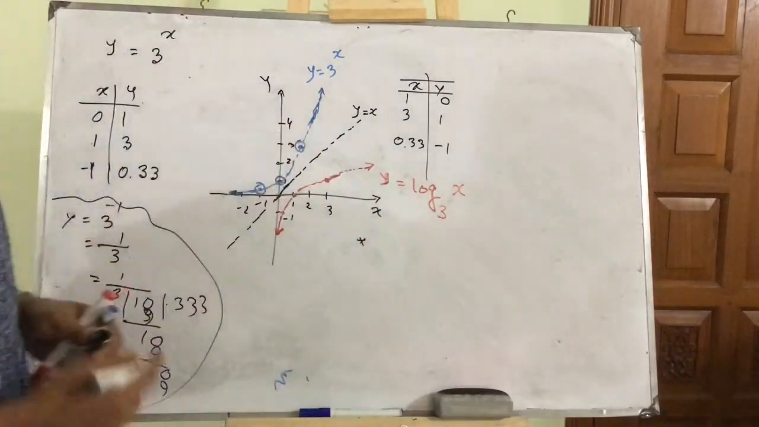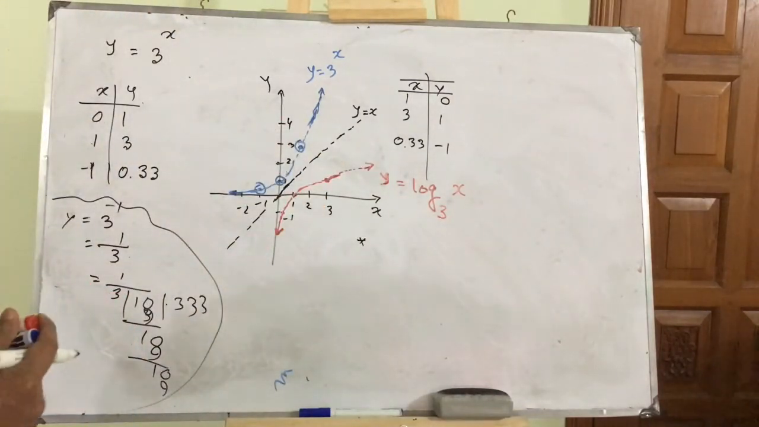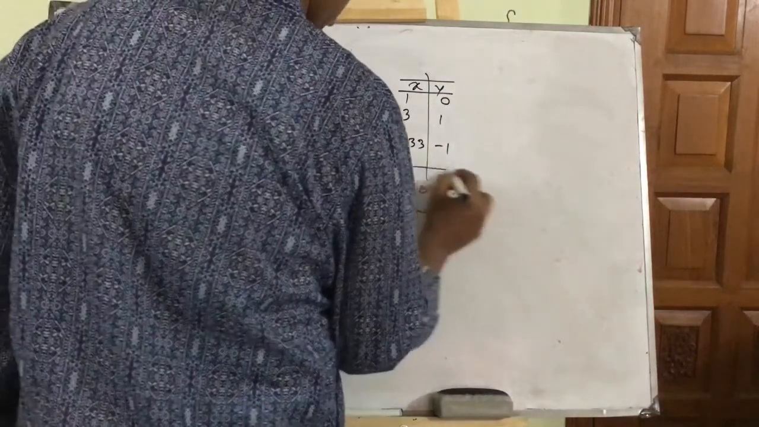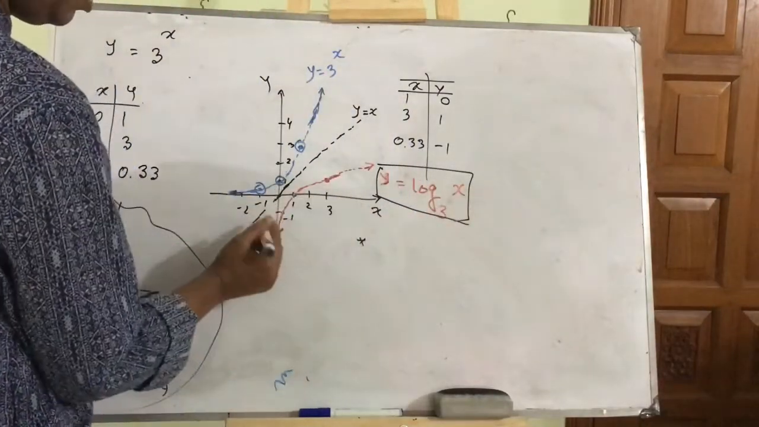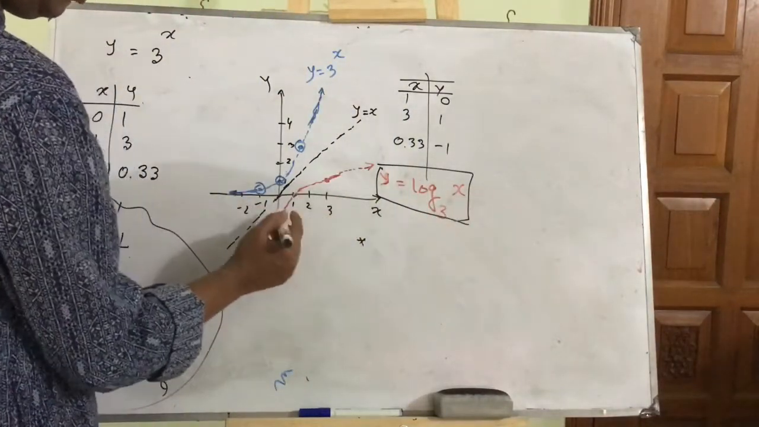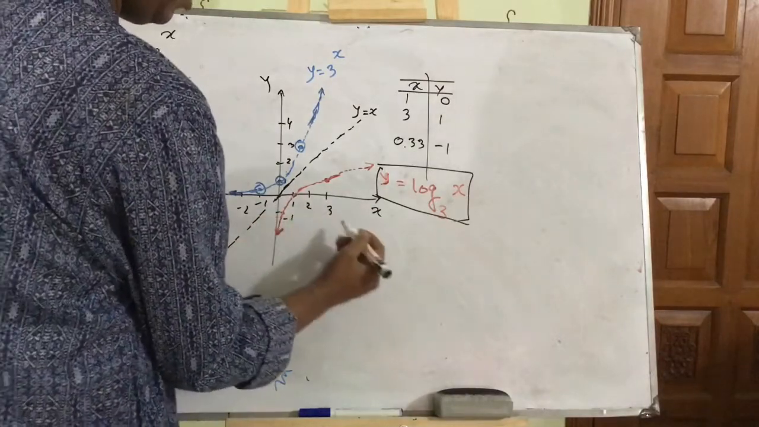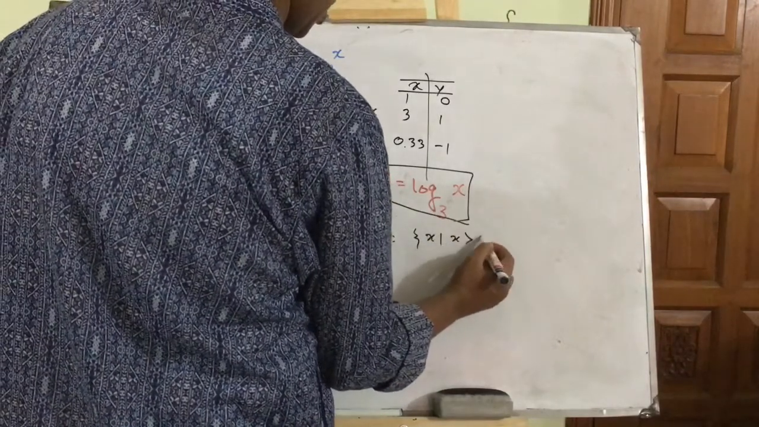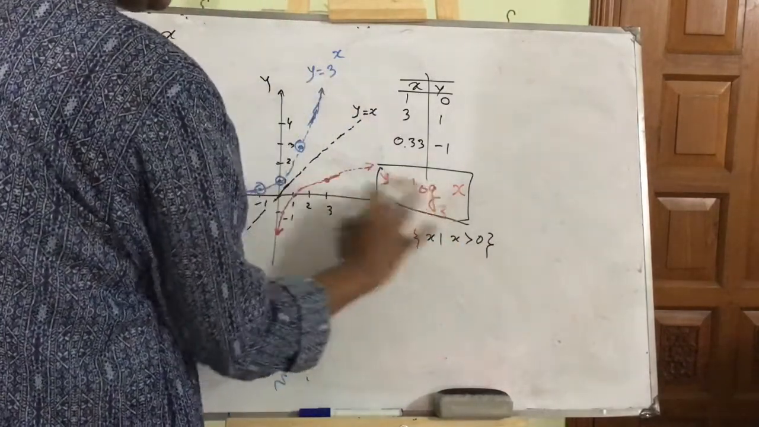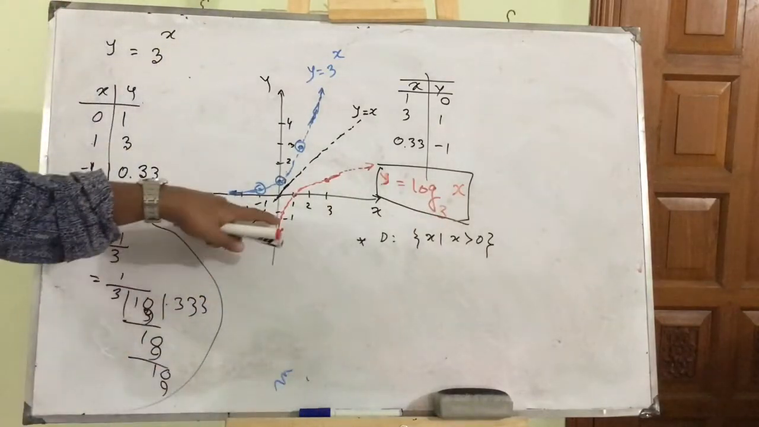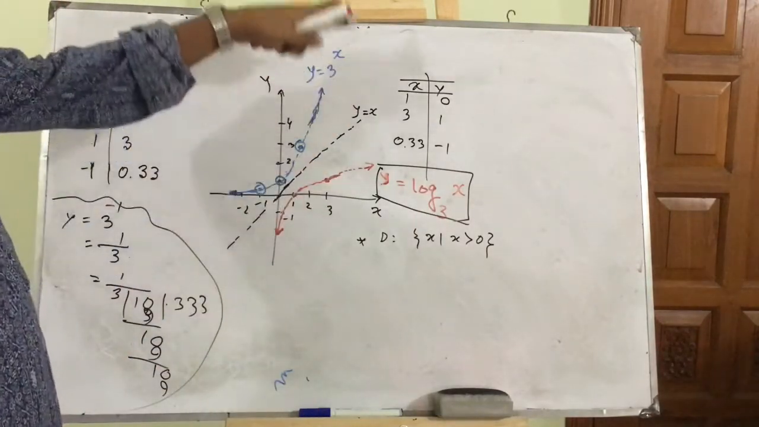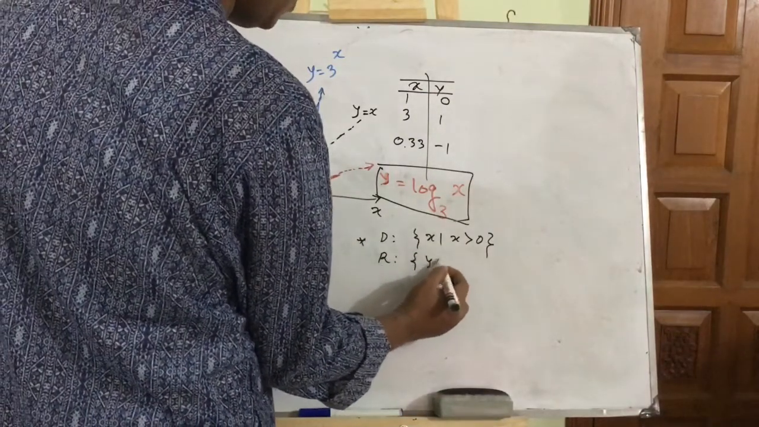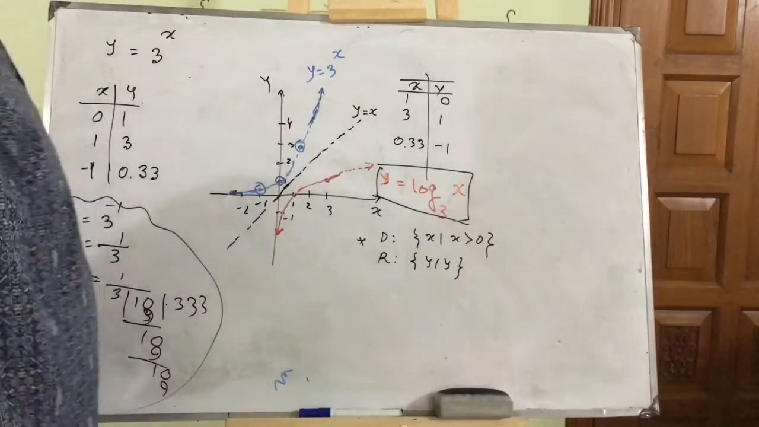For example, what will be the domain of this function? For this logarithmic function, the domain is only the values greater than 0, so the domain is all x where x is greater than 0. The range: one side is going down forever and the other side is going up forever, so the range is all real numbers.